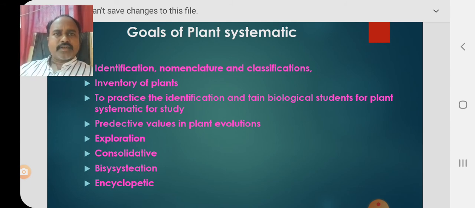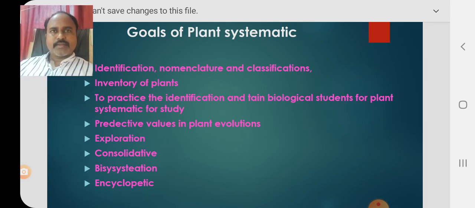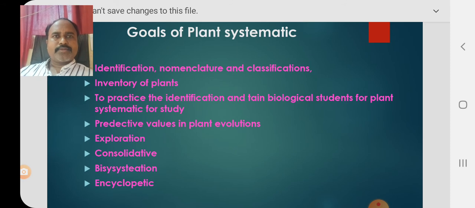Then, in the objectives, we already talked about the predictive value of plant evolution. This is also a goal. If we don't know about the evolution of the plant, we cannot arrange it into the particular hierarchical level. So in detail we have to do it, and that goal should be achieved after studying plant systematics.